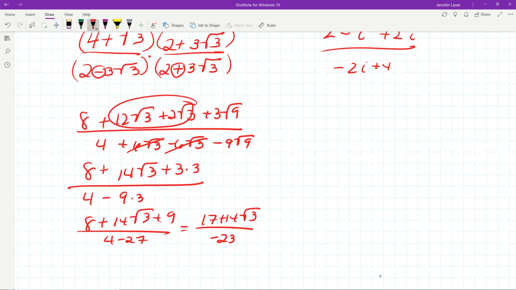Never leave a negative on the bottom. Run it through the top. Just get the negative off the bottom. And that is it for that one.